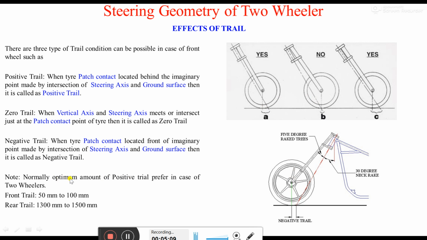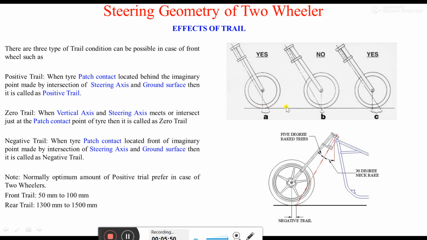So normally an optimum amount of positive trail is preferred in the case of two wheelers, and front trail is 50 mm to 100 mm, and rear trail is 1300 to 1500. 1300 to 1500 means it is somewhat greater than the wheelbase. The wheelbase of a two wheeler may lie in this range only. So the front trail is preferred up to 50 mm to 100 mm, and that should be positive. It means the trail should always lie in front of the intersection point of the vertical axis with the ground surface, not behind it.